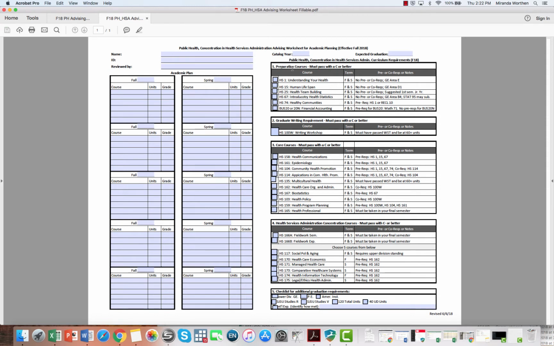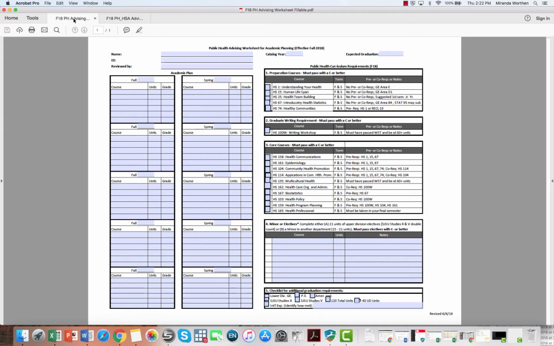You would want to pick the right advising worksheet, and you can find out which one is which by looking down here where you see the degree requirements or by looking at the title of the document. I'm going to talk with you first about the general public health advising worksheet. This is a fillable PDF. You can also print it out and write it in by hand, whatever is easiest for you.